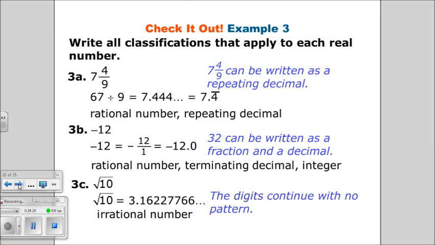Also, negative 12. Negative 12 divided by 1 or negative 12.0, it means rational number and terminating decimal. What about the square root of 10 equal 3.162? It means it's a decimal one. But the digits continue with no pattern. That's why it's an irrational number.